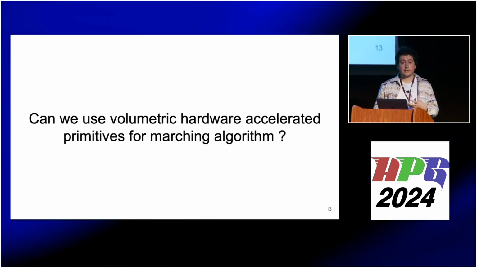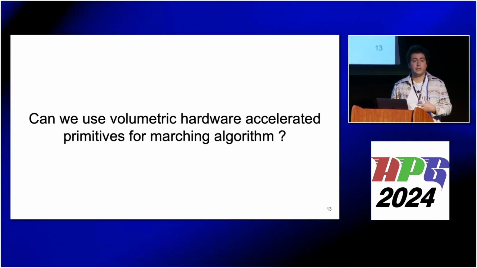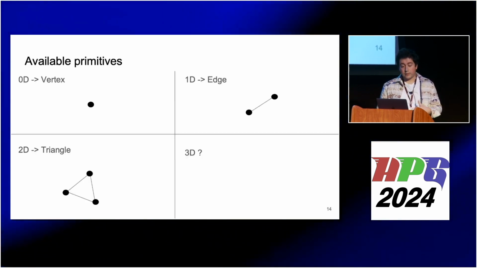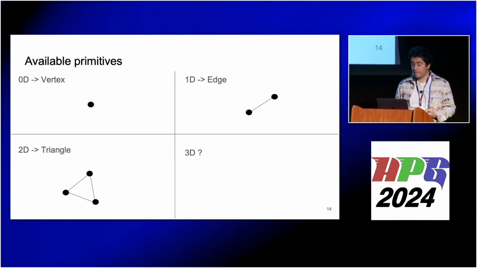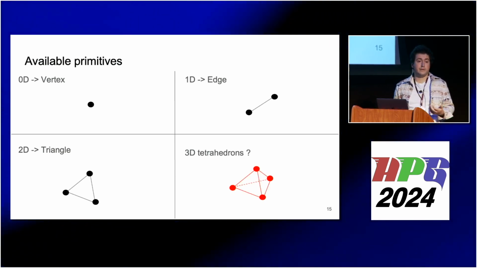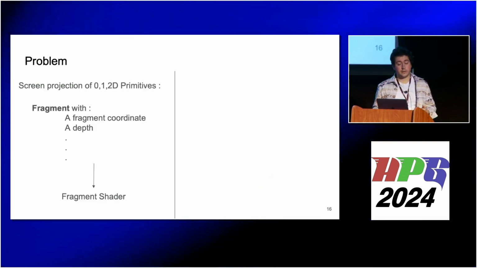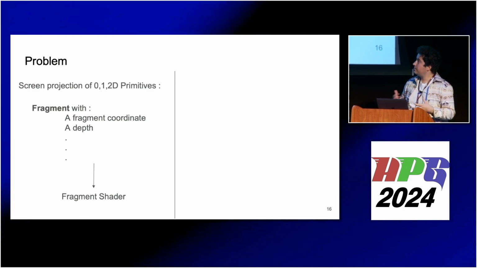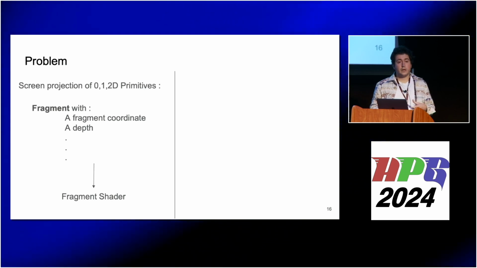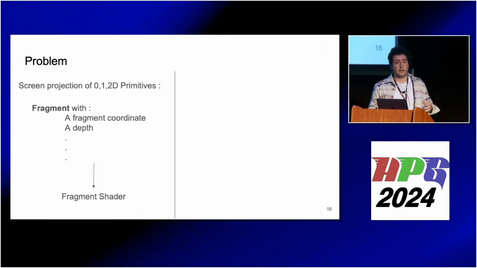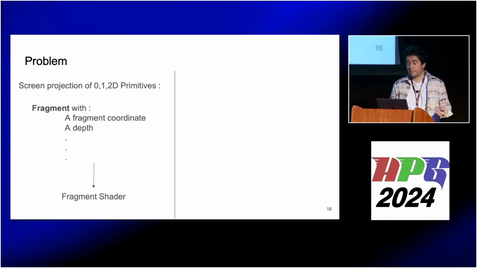So the question I wanted to ask during this work was, can we use volumetric hardware accelerated primitives in the rasterization pipeline? If we look at what we have access to, we have access to vertices, edges, and triangles, but nothing in 3D. And ideally, we would like to have access to tetrahedra, but it's not the case. And one of the reasons why this is not the case is because when you look at simpler primitives, their screen space projection is always a fragment with a fragment coordinate, a depth, and all the attributes that come with it. And then this result is sent to the fragment shader that does its work.